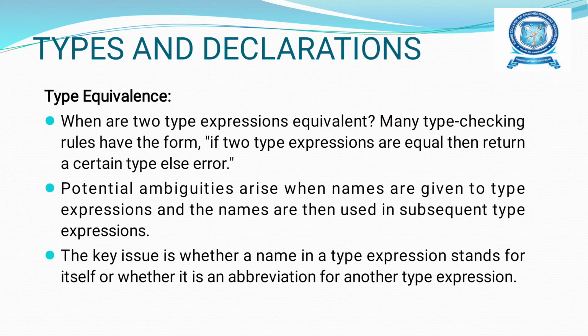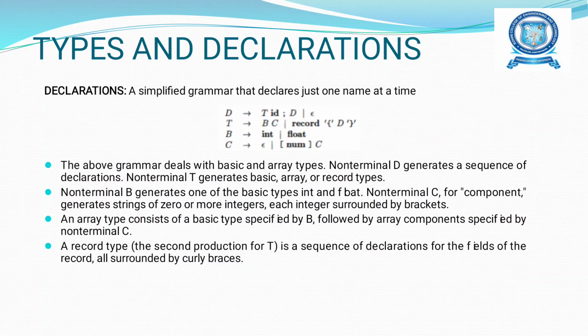Then type equivalence. When we use 2 type expressions' equivalence, many type checking rules have been formed. If 2 type expressions are equal, then return a certain type, else error. Potential ambiguity arises when names are given to type expressions and the names are then used in subsequent type expressions. The key issue is whether the name in a type expression stands for itself or whether it is an abbreviation for another type expression.